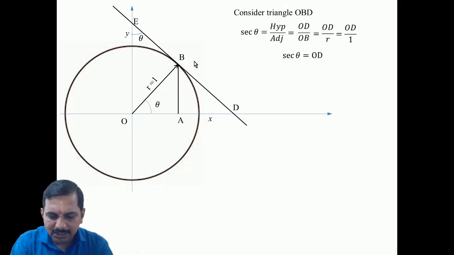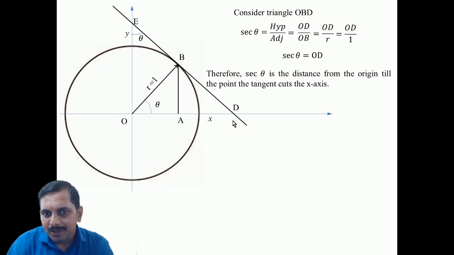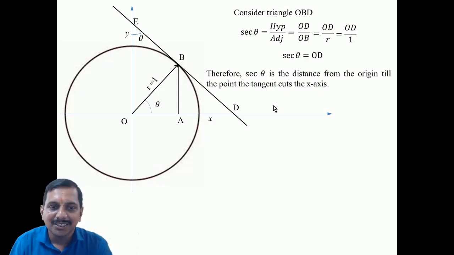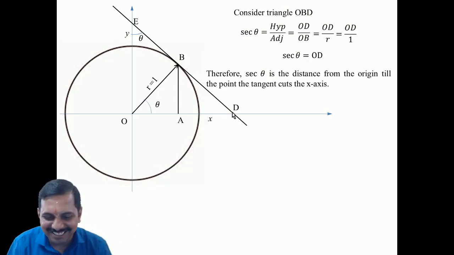So what is secant theta? Secant theta, which is O to D, is the distance from the center to the point on the x-axis where the tangent cuts it, right? So sec theta is the distance from the origin till the point the tangent cuts the x-axis. So secant theta seeks the point where the tangent cuts the x-axis.